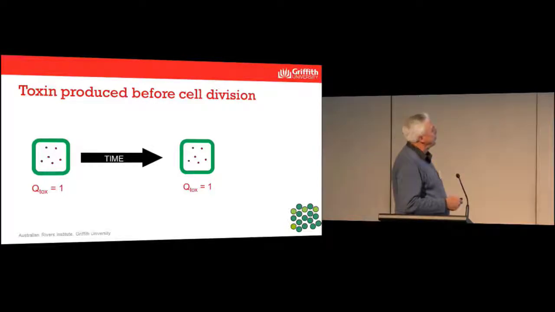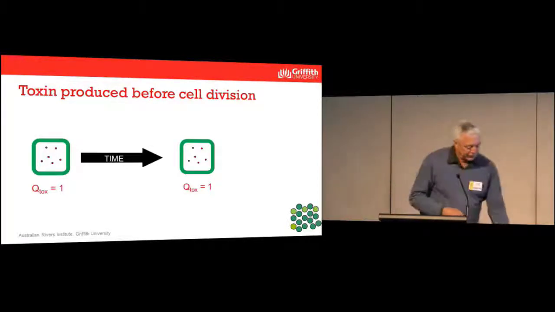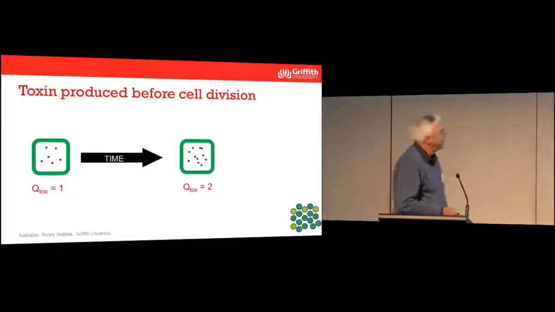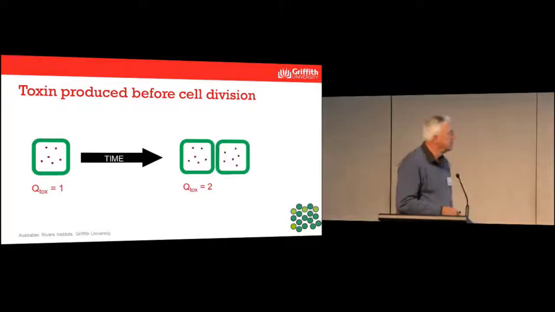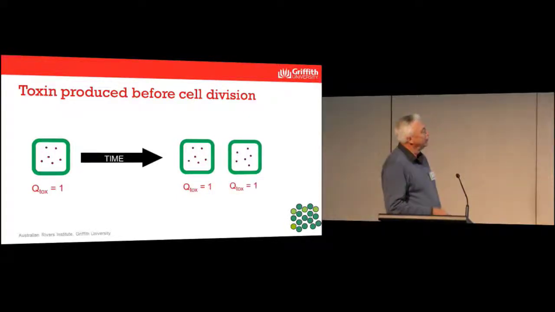If toxin is produced before cell division, then the amount of toxin in a single cell is going to increase, and then you'll get cell division after that. But during that time, the toxin quota within the cell will be double what the original parent cell is. And eventually the cell will divide, and Q tox will go back to 1.